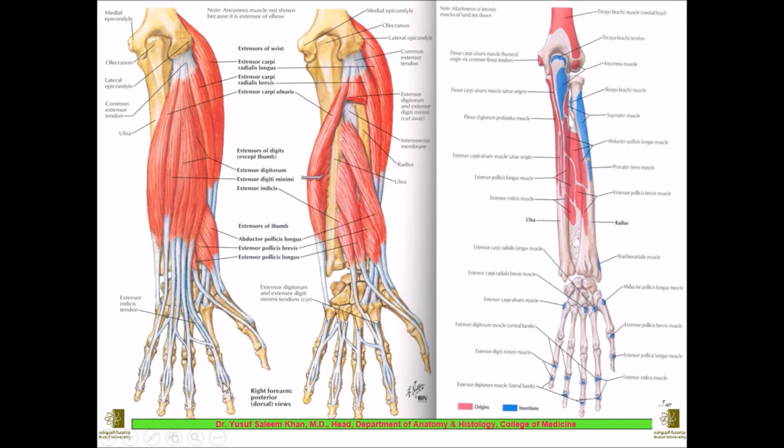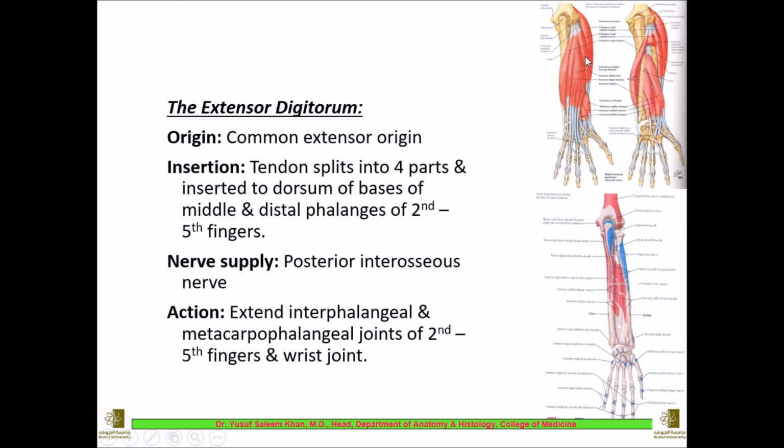This happens in the second digit, third digit, fourth digit as well as the fifth digit. This is how it gets inserted, and this is the area where they get inserted to the dorsal surface of the base of the distal phalanx as well as the middle phalanx. And the origin is from the common extensor origin. So this is the extensor digitorum origin and insertion.